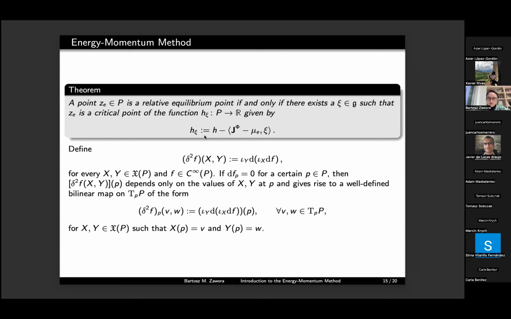Bartosz, I have a question. Normally when you have Lagrange multipliers, you require the submanifold to be defined by means of a regular value of the function. Here, what are you supposing about the value of the momentum map? That it is weak regular or regular?